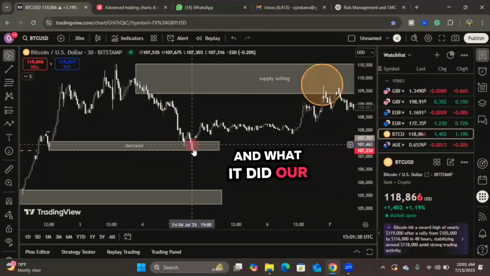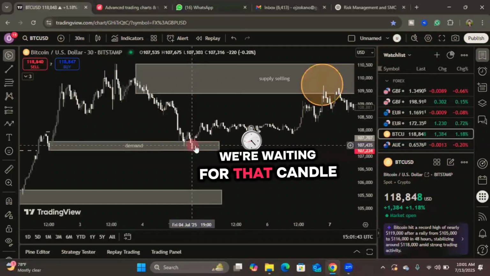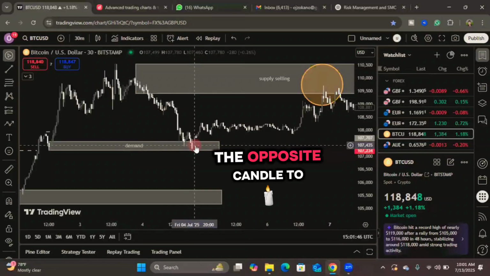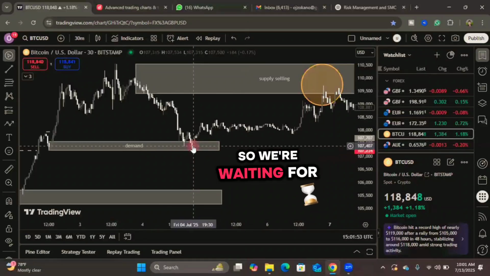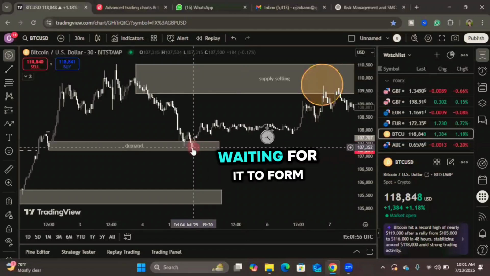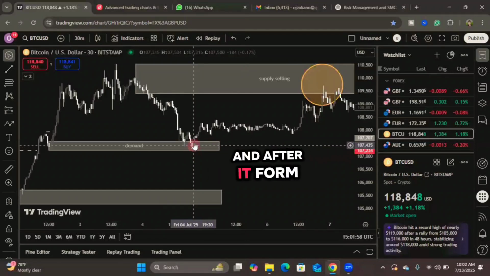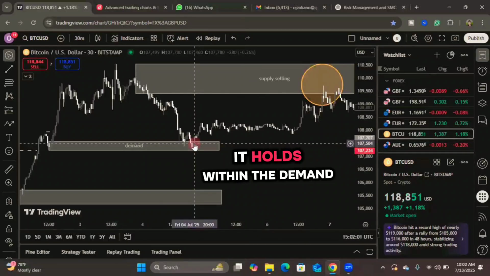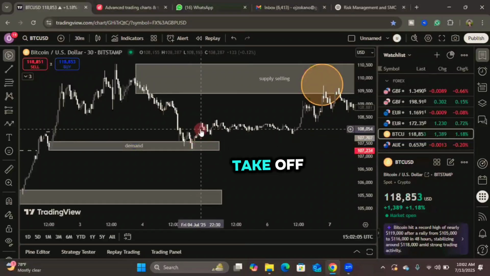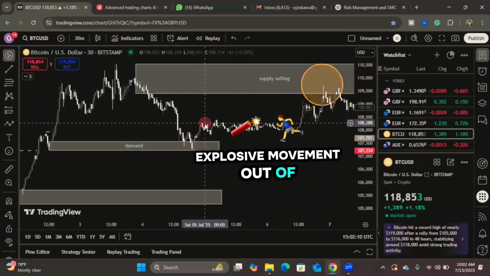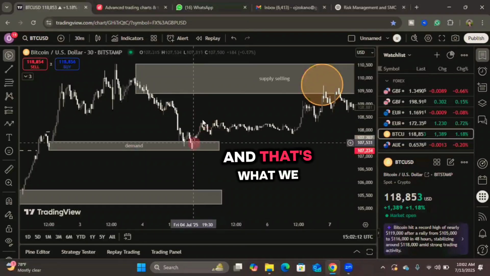We're not just going to enter because it came into the demand zone. We're waiting for the opposite candle to form. We're going to buy, so we're waiting for the buy candle to form, which is this black candle. After it forms, it holds within the demand zone, and then it takes off. So we're looking for that rally, that explosive movement out of that demand area. And that's what we see happen.